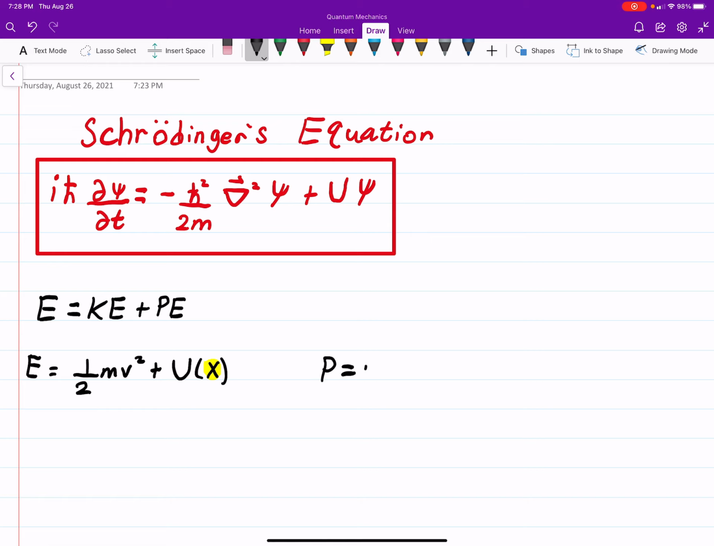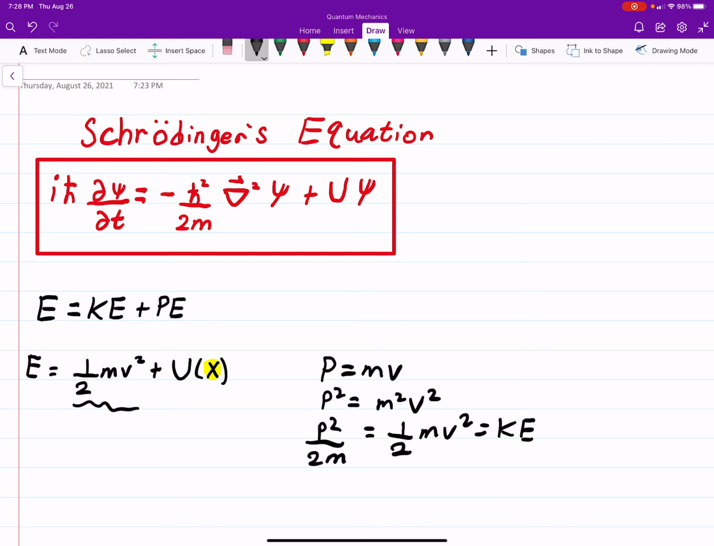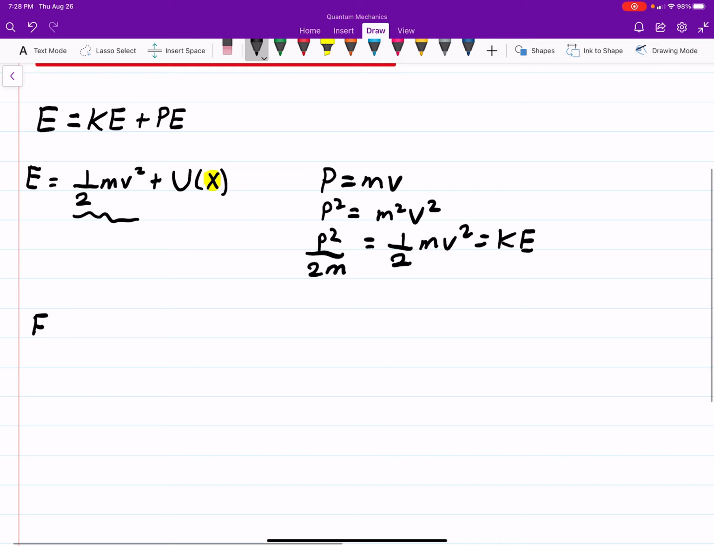Momentum, we know, is equal to mass times velocity. And if you square momentum, that's equal to m squared times v squared. And if you do momentum squared divided by 2m, you get 1/2 mv squared, which is kinetic energy. And we can substitute that here. So your energy is equal to, I'm just going to write it in terms of momentum, p squared divided by 2m plus, again, I'm just going to write it as U.